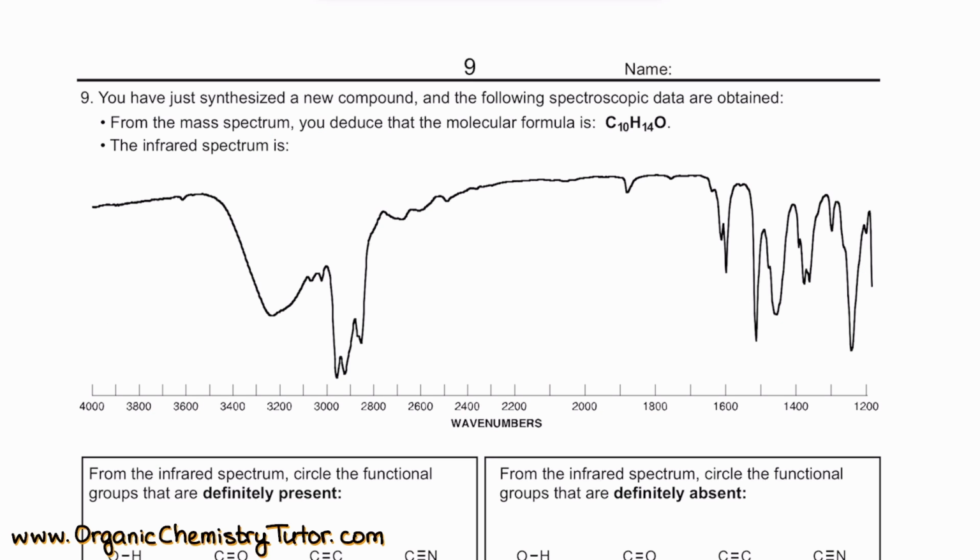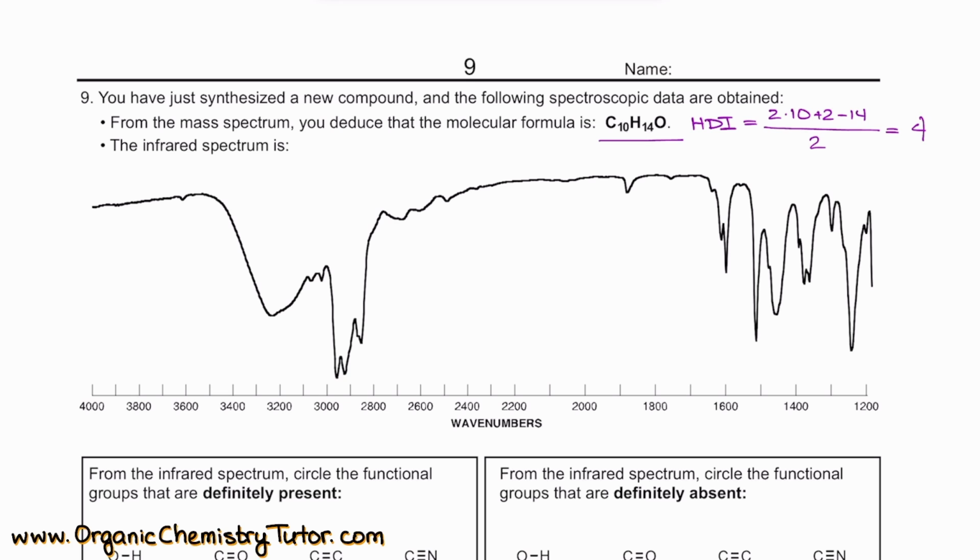Alright, moving on, looks like we have another spectroscopy question in front of us. Now we have our molecular formula C10H14O, so I'm going to go ahead and calculate my hydrogen deficiency index right away. I have twice the number of carbons, which is 10, plus 2 minus 14 hydrogens. I don't have any nitrogens or halogens in here, so nothing to add or subtract on top of that, divided by 2, and that gives me 4 degrees of unsaturation here.